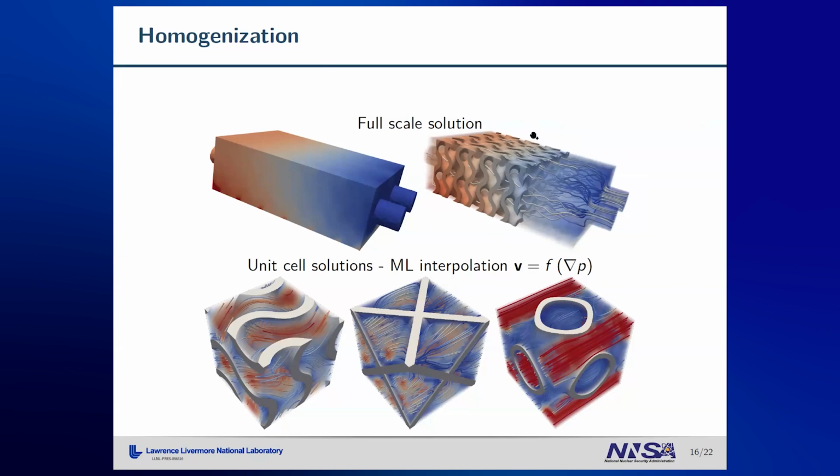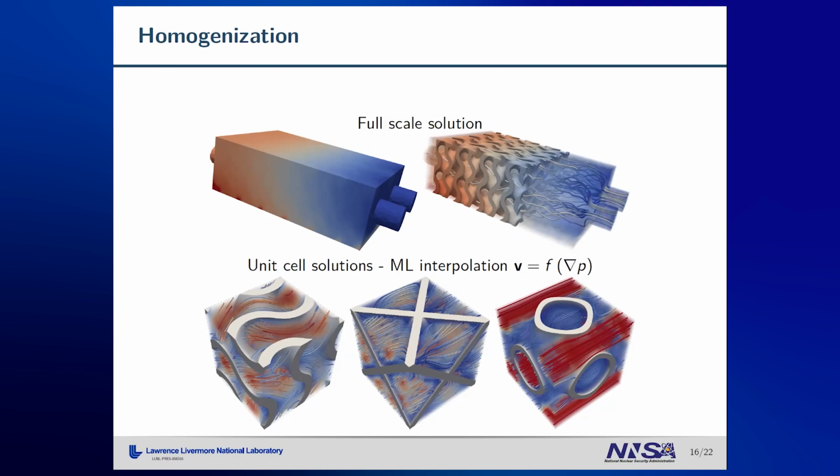So therefore, what we can do is take a unit cell from our computational domain and create a reduced order model. And in this case, we're using machine learning for creating a relation between an average velocity in these unit cells and the gradient of pressure. So we can get a representative unit cell and we can blast it with different acceleration terms.